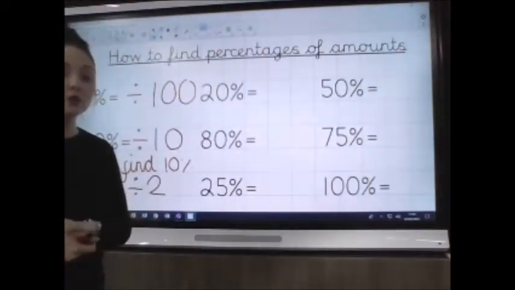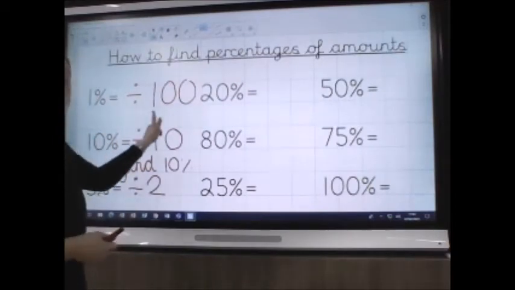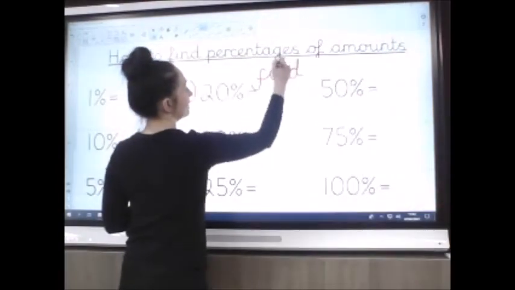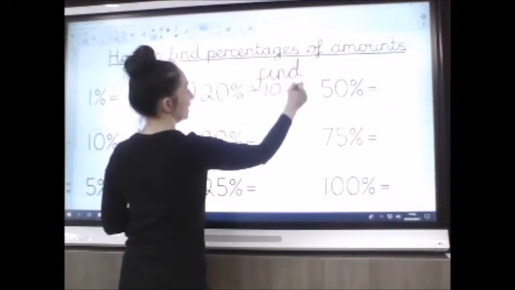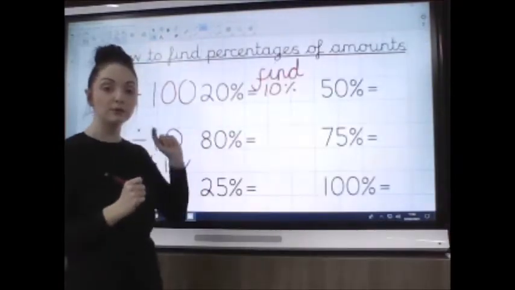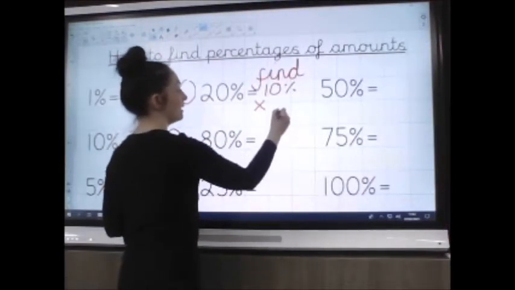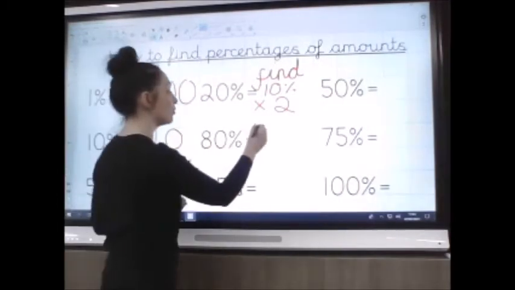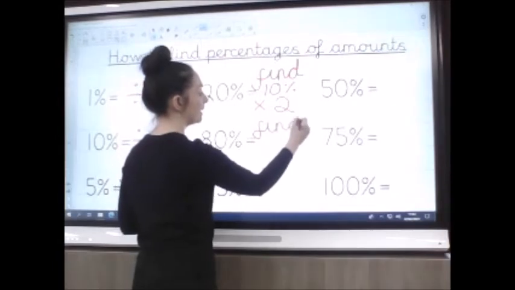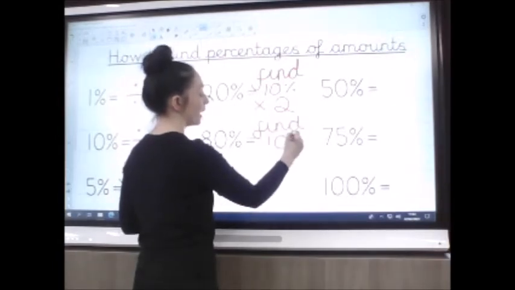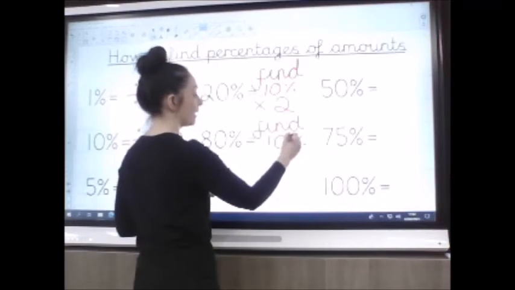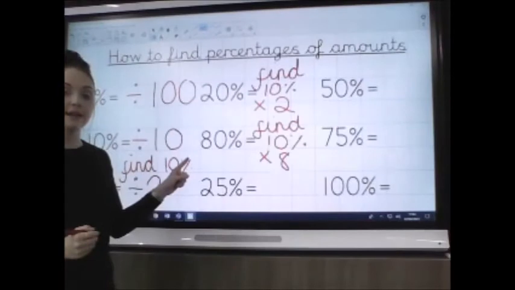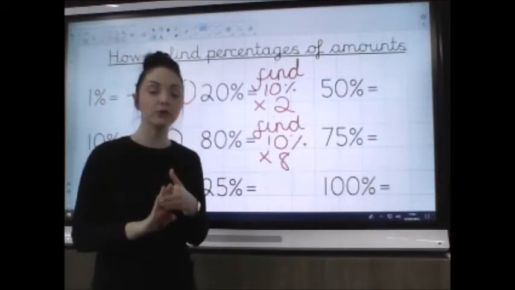Okay, you're finding 20% then. You know how to find 10%. Okay, so find 10% first, and then because it's a multiple of 10, all we've got to do is multiply it by 2. Okay, so find 10%, multiply it by 2. 80% then, same rule. It's still a multiple of 10, so find 10%, multiply it by 8. Okay, and you can apply that to any multiple of 10. Find 10% and then multiply it by whatever you need.